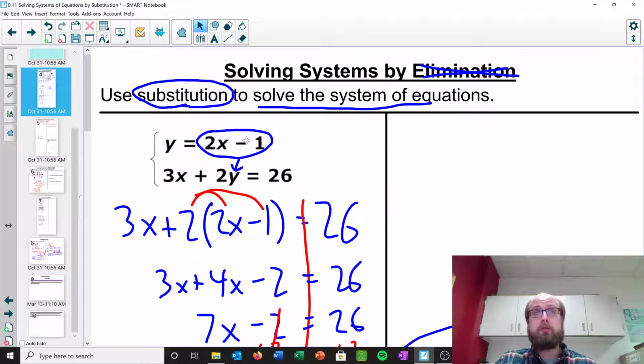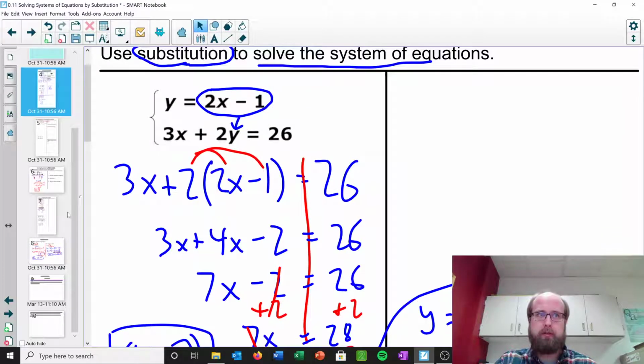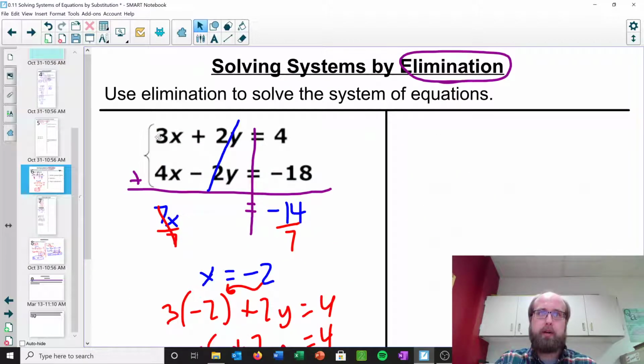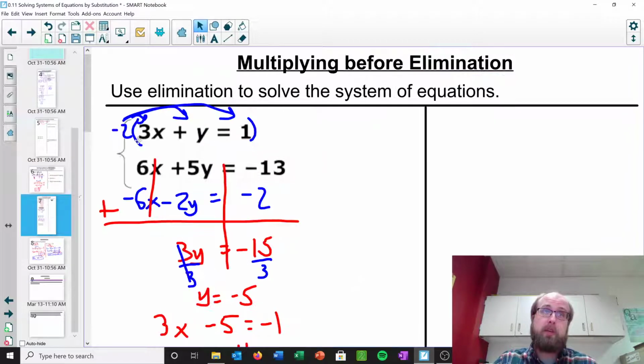You are going to have to do some substitution. Remember, that's when we have a y equals. We just take whatever y equals, we plug it in and solve. And you're going to have to do some elimination. That's where you have two equations that are all kind of lined up like this. We have the x's together, the y's together, the numbers together, and you are adding the equations together. You may have to do some multiplying to make it so that when you add them, either the x's or the y's cancel out. All right?